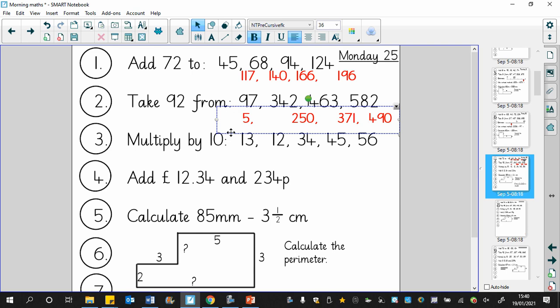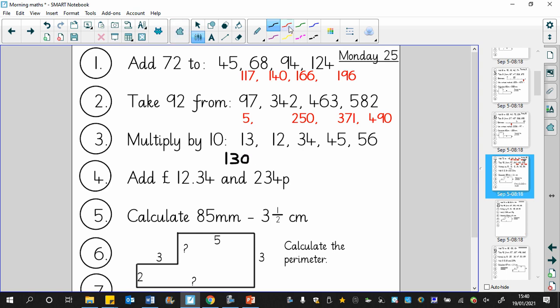Now question 3, I'll just get a pen for this one. Question 3 is multiply these numbers by 10. So if you remember, when you multiply by 10, anything in the ones column is now in the tens column, anything in the tens column is now in the hundreds column, anything in the hundreds column is in the thousands column, and so on.